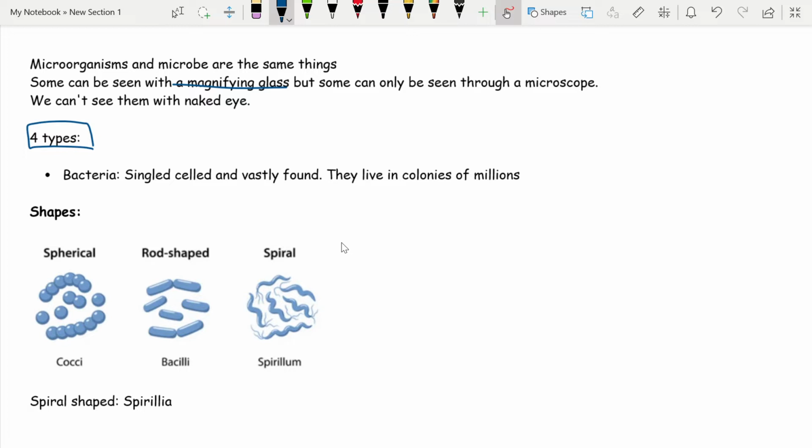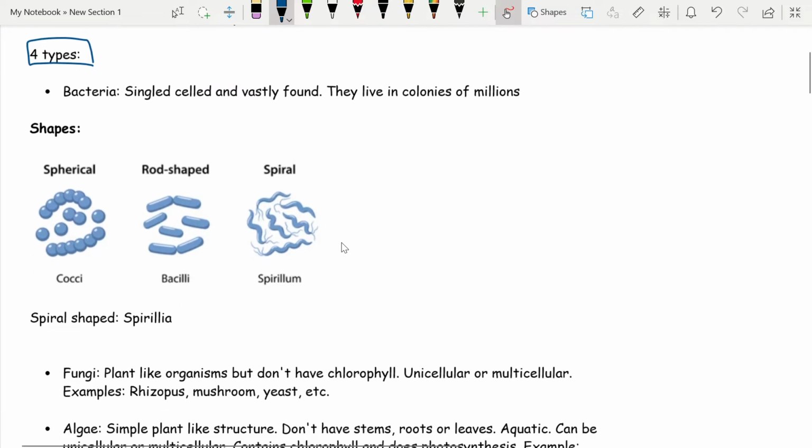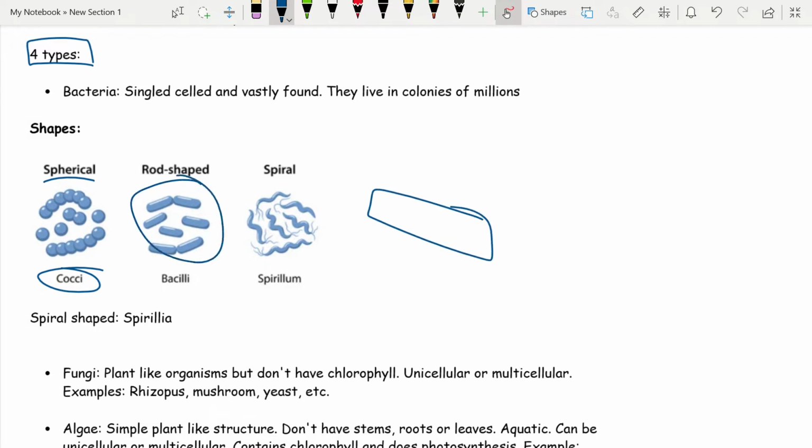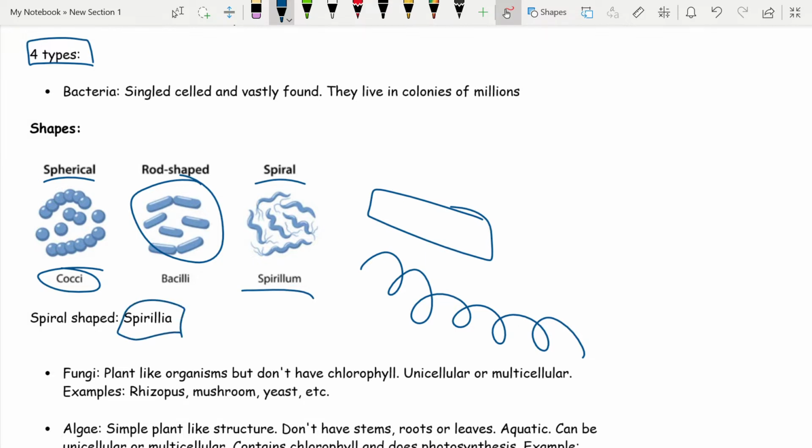Now there are different shapes of the bacteria. The first one is spherical, which is like this. These are called cocci. Now there are rod-shaped, which are called bacilli, and they look a bit like that, as you can see in the picture. Then we've got spiral, which can be called Spirillum or Spirillia. Any of them will work.